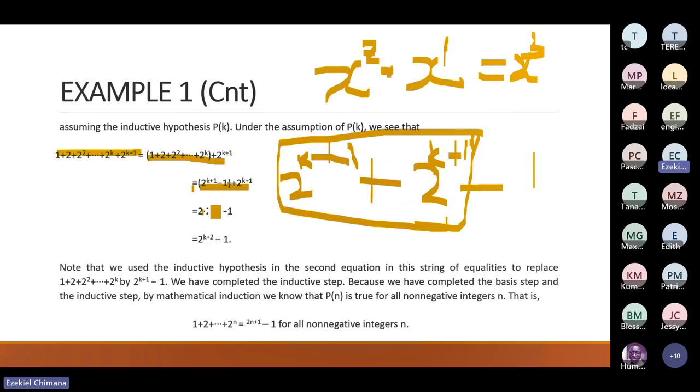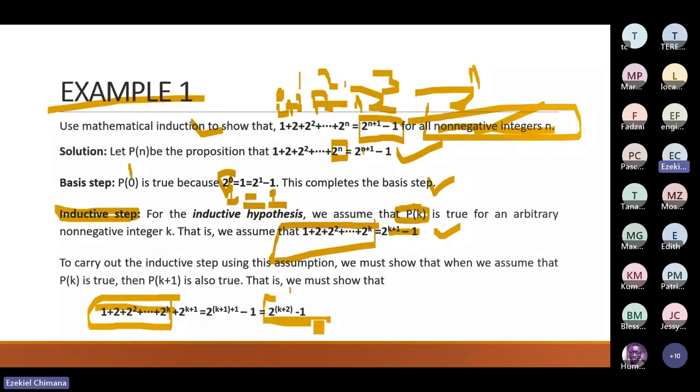That's what we have done here. It is 2 to the power 1 times 2 to the power K plus 1, so you can simply add the powers: K plus 1 plus 1. That's why we've got 2 to the power K plus 2, then minus 1. And if you look at this and this, we've managed to prove that the left-hand side always reduces to the right-hand side.